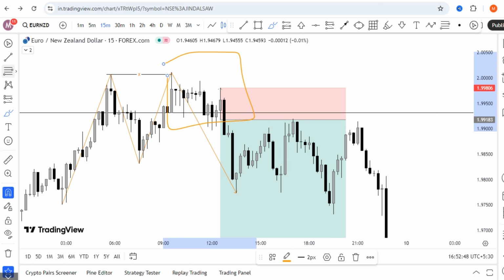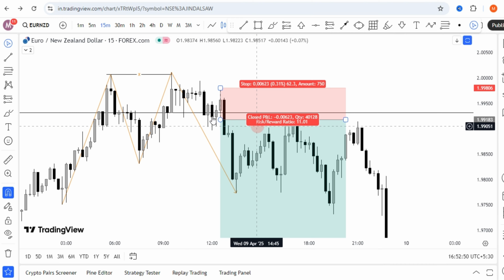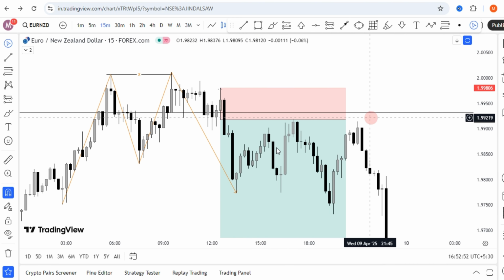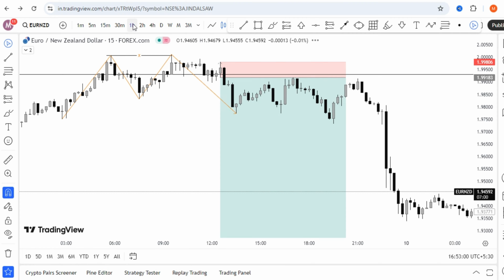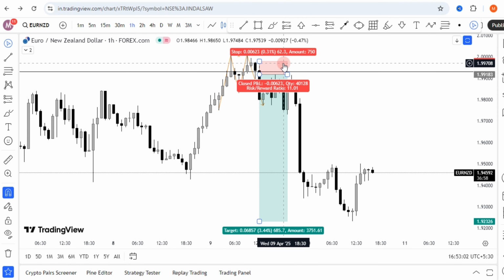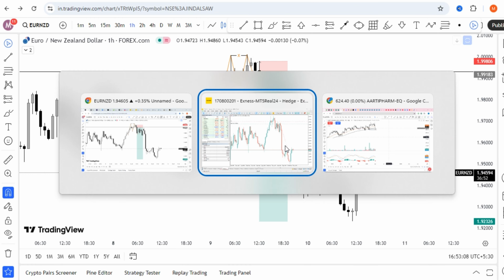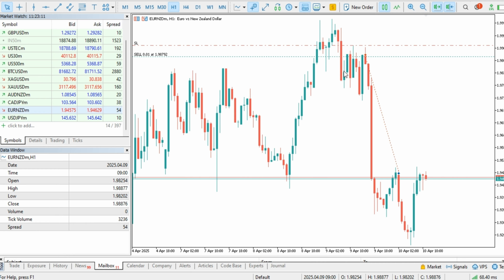So I was waiting for this thing. I was waiting for this candle, for price to come, and then I entered the trade. Here you can see I entered the trade, and this is a 1:11 trade. Also I'll show you my MT5 account. This is my MT5 account.